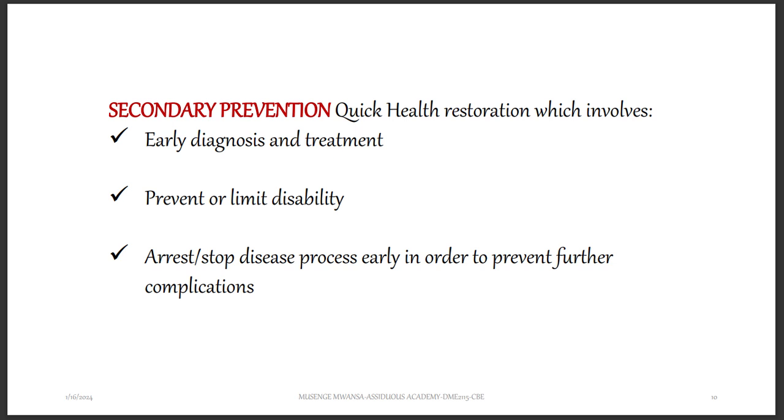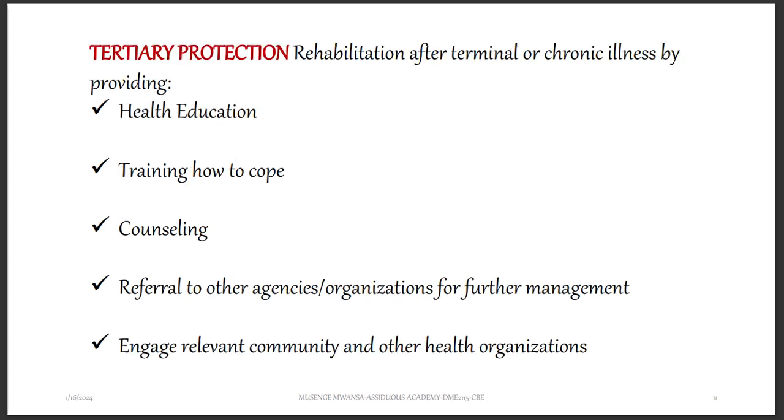Think of someone who has got cancer or something. Before that cancer becomes worse, you want to do anything that you can do to prevent or limit it, because immediately it starts to spread, it will be all over the body and you will not be able to do anything. That is secondary prevention. Now, tertiary prevention.